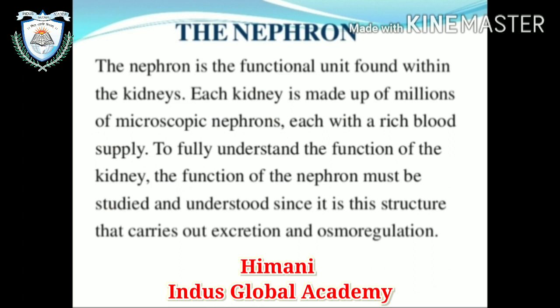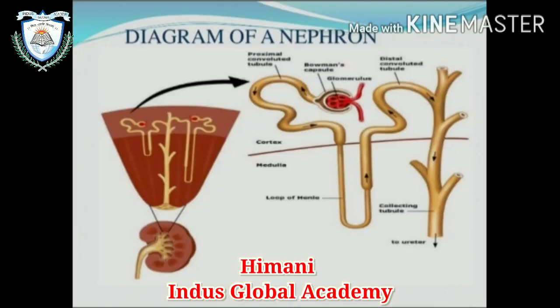As I told you, kidney is made up of millions of microscopic nephrons which are richly supplied with blood. So to fully understand the functions of the kidney, the functions of the nephron must be studied, since it is the structure that carries out excretion and osmoregulation. Osmoregulation means maintenance of the ion concentration in water. So this is a diagram of the nephron.